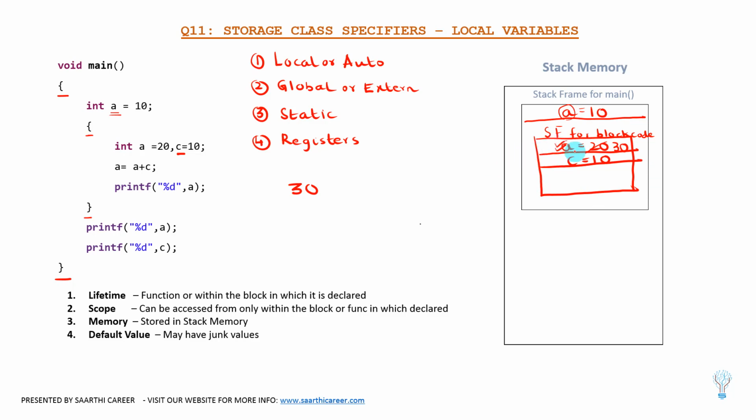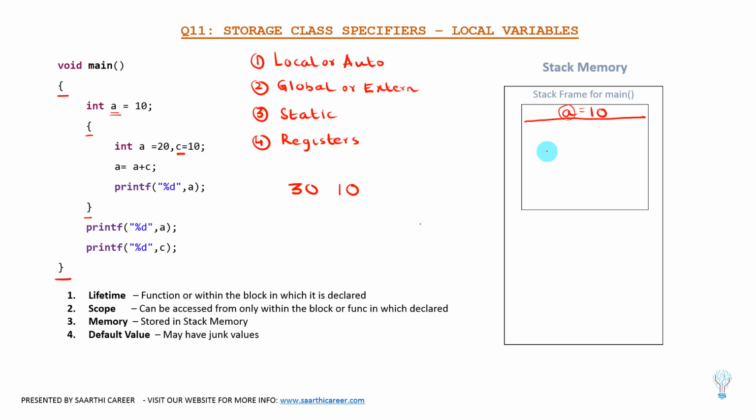Now once this block of code is over, the stack frame for that block of code is destroyed, and what we are left with is something like this. And then if we print a, now that we have only this a, it is going to print a's value, which is nothing but 10. And then we see print c.